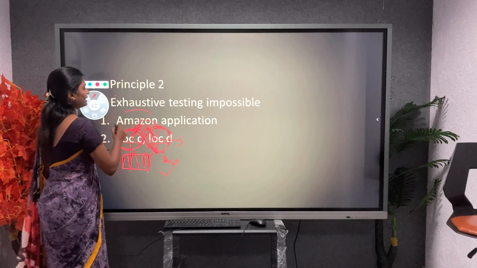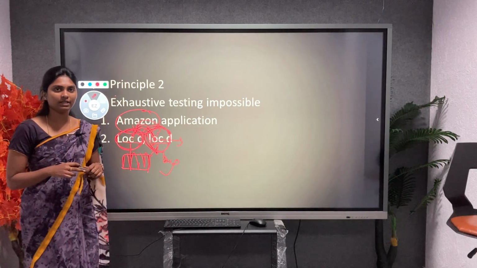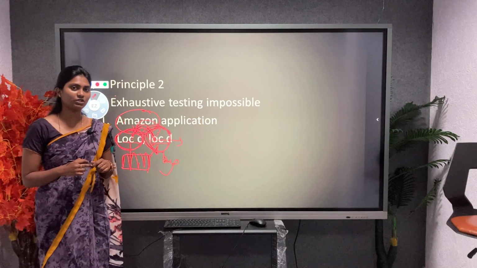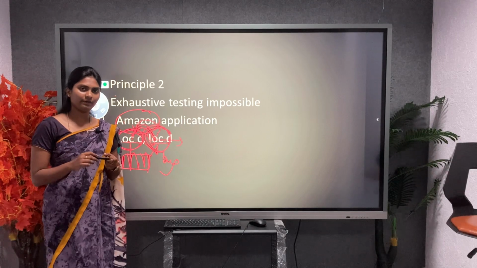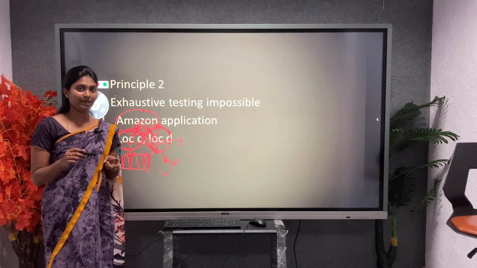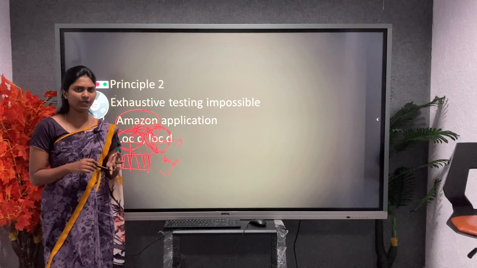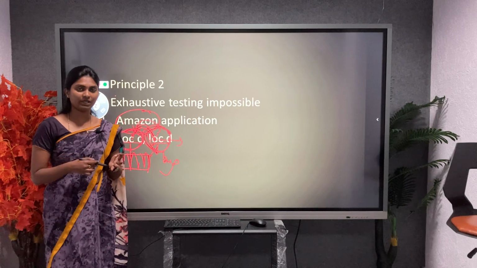Okay, so next step, what is the Amazon application? We will take another example of the Amazon application. In the Amazon application, we will develop the software. Okay, we will develop the hardware, we will develop the marketing fields, right? So we will develop different coding methods in Amazon to advertise the advertisements.